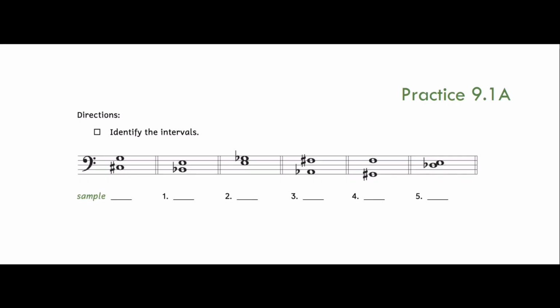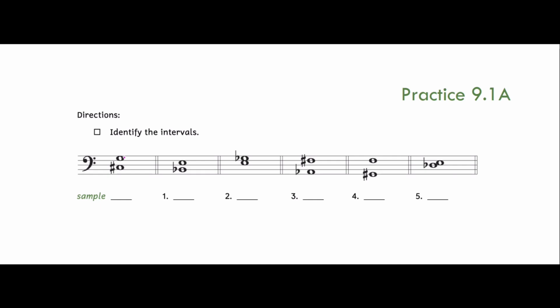Directions. Identify the intervals. Now for some of these, we can use the shortcut, and for other ones, we're going to have to go old school and use the major or minor key of the bottom note. So let's go ahead and do the sample together.